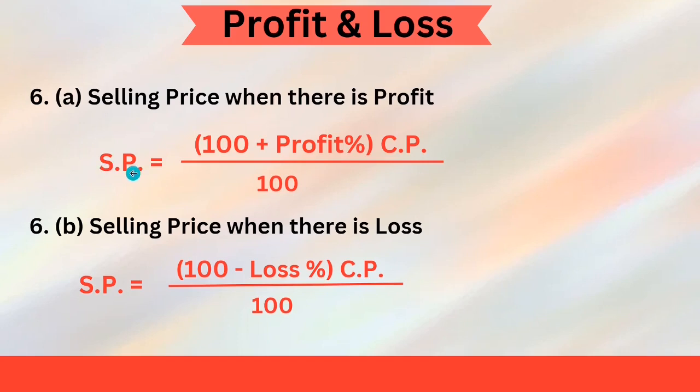The next formula is selling price when there is profit. Selling price or SP equal to 100 plus profit percent, whole is multiplied by cost price divided by 100, and selling price when there is a loss, then SP or selling price is equal to within bracket 100 minus loss percent multiplied by cost price or CP divided by 100. To understand this formula, we are going to solve few very easy and basic questions on profit and loss in this video. Let's go to the questions.